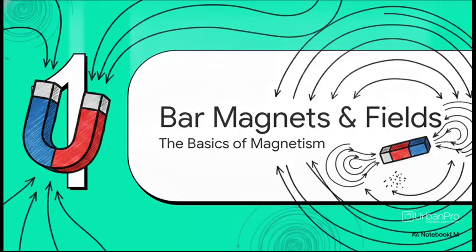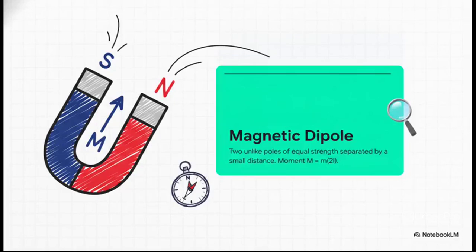Section 1. Bar magnets and field lines. In classical physics, we model a bar magnet as a magnetic dipole. And that really just means it's an arrangement of two unlike poles, north and south, of equal strength, separated by a tiny distance. Now, the spatial orientation of this dipole is defined by something we call the magnetic dipole moment. That's represented by the vector m. You calculate it just by multiplying the pole strength, lowercase m, by the distance between them, 2L. Oh, and remember this key detail for sure. By convention, this magnetic moment vector always points from the south pole to the north pole inside the magnet.